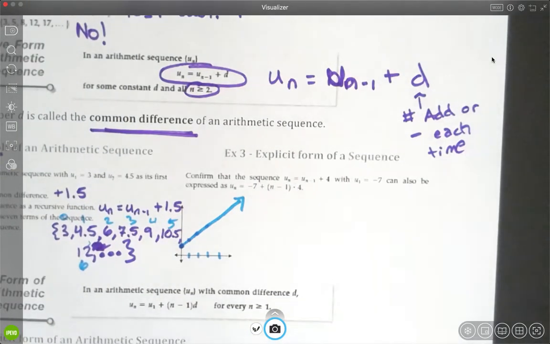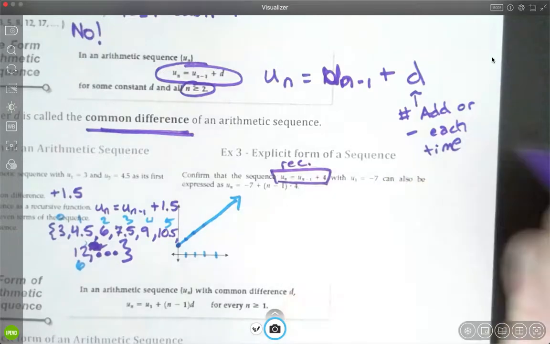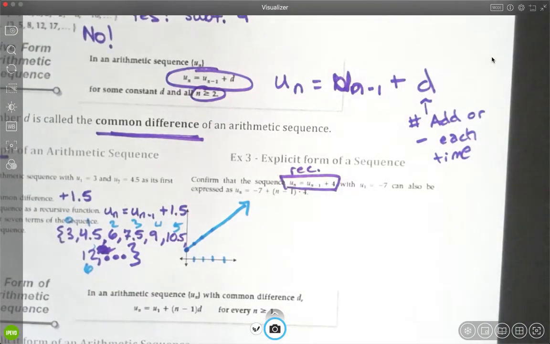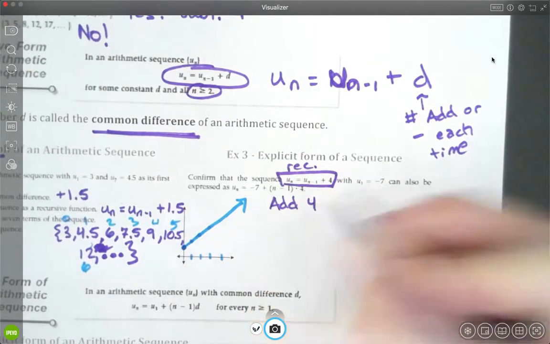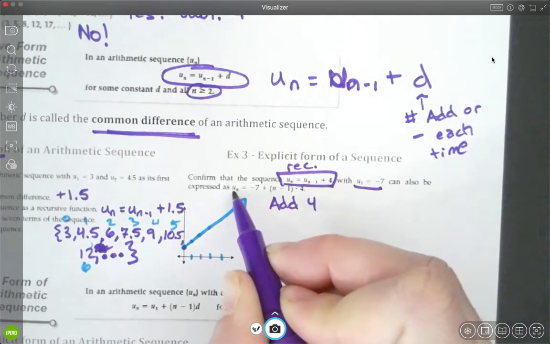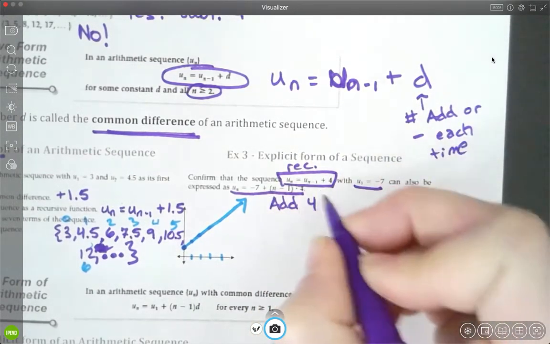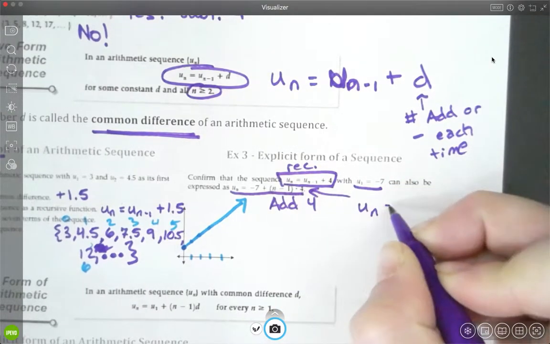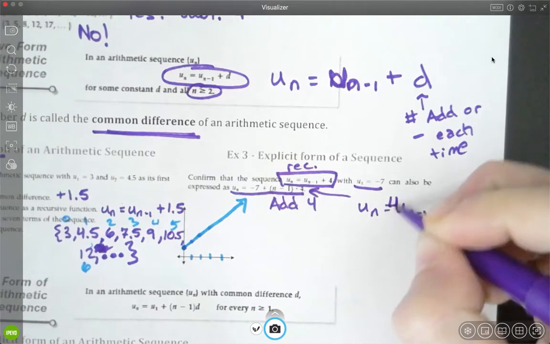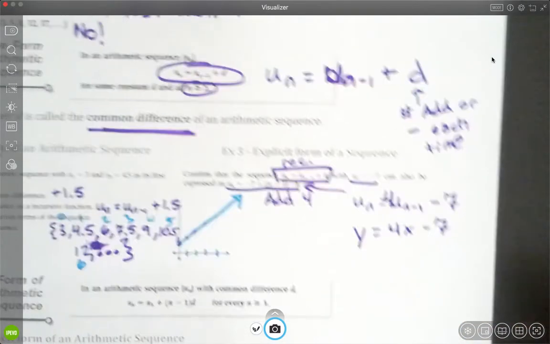So I am going to do an explicit form. So confirm that the sequence, they say this guy. This is the recursive. What is the pattern for this recursive sequence? What are we doing? You're just adding 4. And they're saying u sub 1 is negative 7 can also be expressed as n minus 1 times 4 minus 7. So we would write this guy as u sub n equals u sub n minus 1 times 4 minus 7. Or y equals 4x minus 7. That's how we would write that.